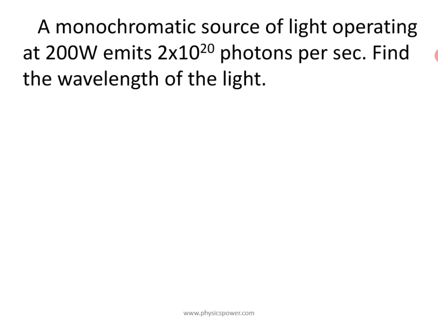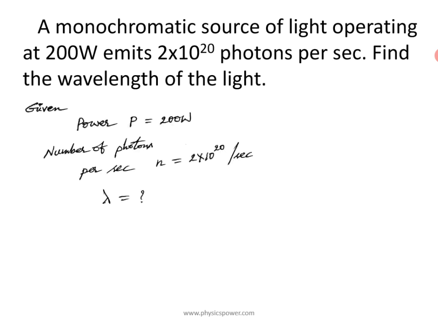A monochromatic source of light operating at 200 watt emits 2 into 10 to the power of 20 photons per second. Find the wavelength of light. So similar problem, so you can pause it and do the problem, if not just follow. Here power P is 200 watt, number of photons they also mentioned, asking wavelength, so with the already known formula, if we directly find the energy, from that energy we can find the wavelength.